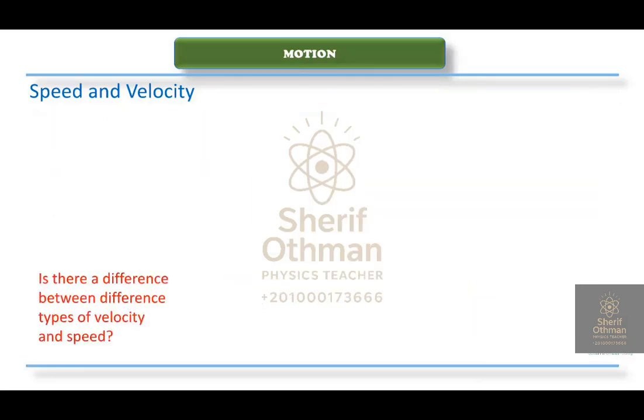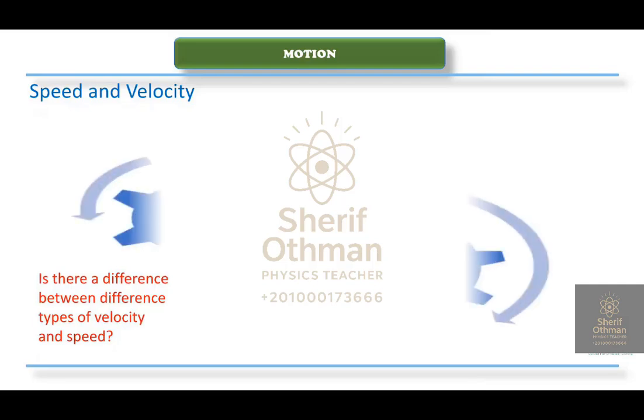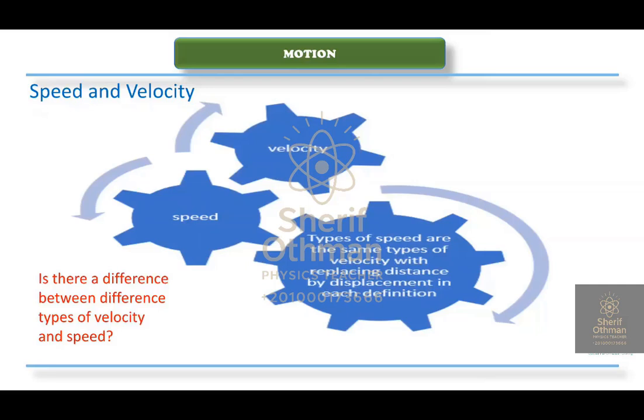As we said before, is there a difference between velocity and speed? Yes. The only difference between them is the direction. Speed depends on distance, while velocity depends on displacement.